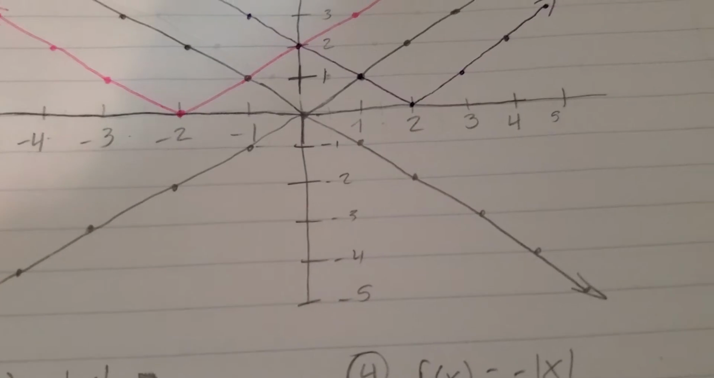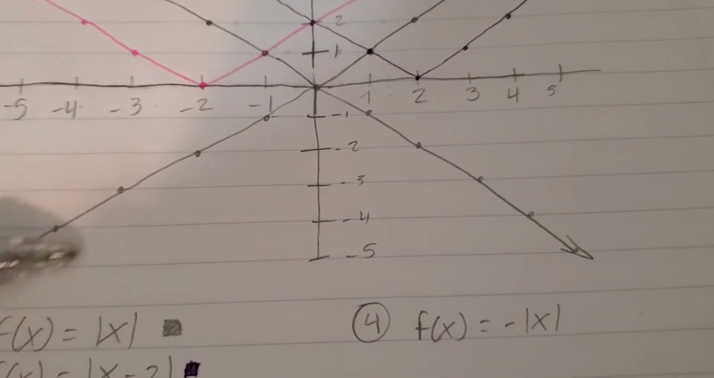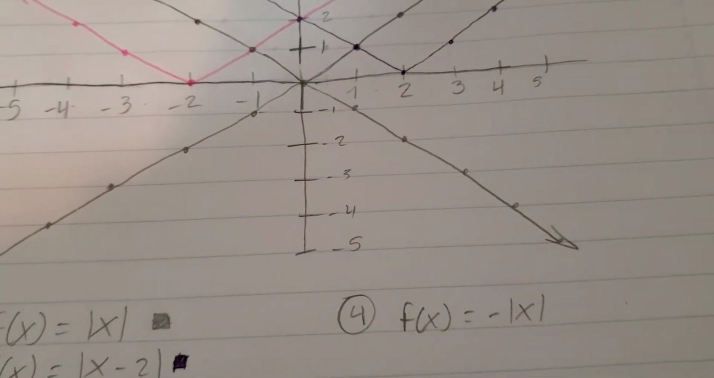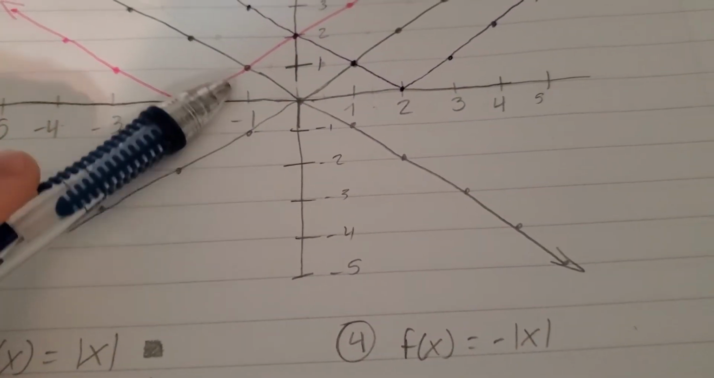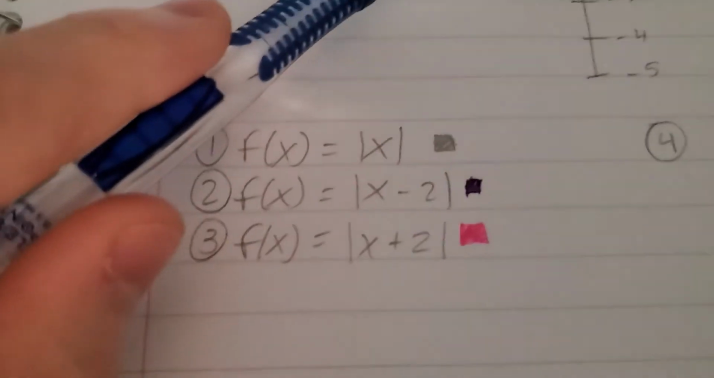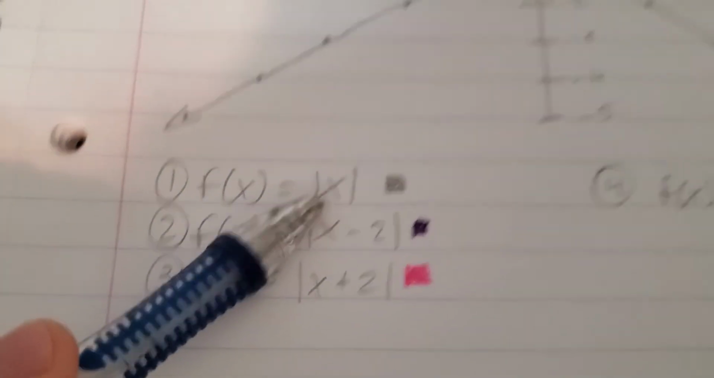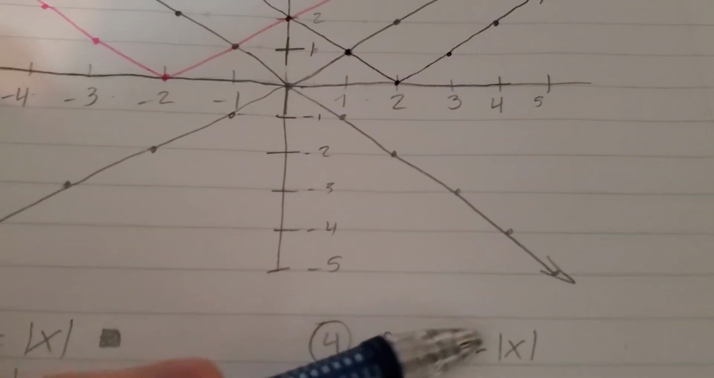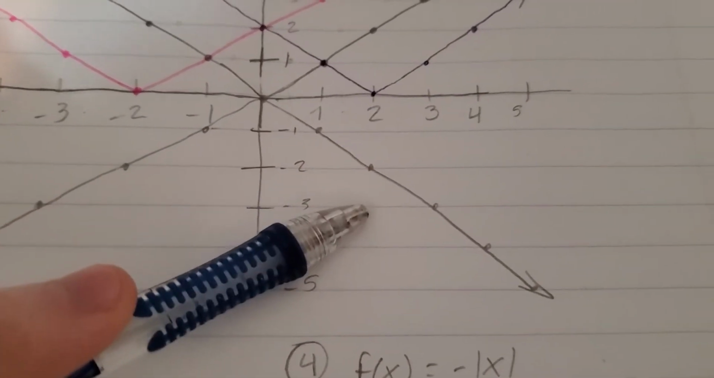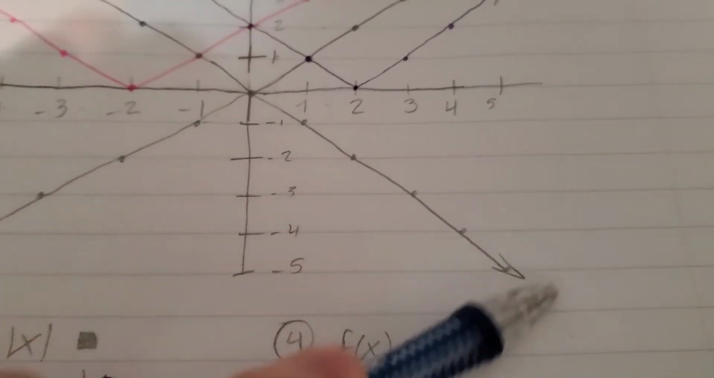Now, the thing with the one at the bottom, this equation right here, it's negative absolute value of x. So you get negative 1. Instead of being 1, it's the flip of the equation absolute value of x. So then you'll get 1, but then since it becomes a negative, it's negative 1. 2, negative 2, 3, negative 3, 4, negative 4, 5, negative 5.